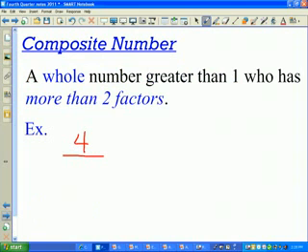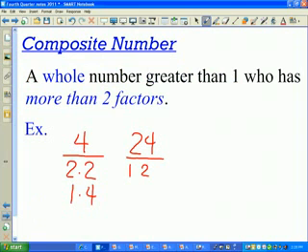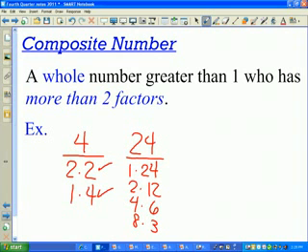So we can say 4. The reason why 4 is a composite number is because I can say 2 times 2, and I can say 1 times 4. Another one would be, let's say, 24. With 24, I can say 1 times 24, 2 times 12, 4 times 6, okay, 8 times 3. So you can see this has more than 2 factors: 1, 2, 3, 4, 6, 8, 12, and 24.